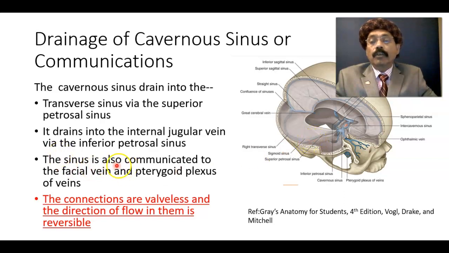The sinus also communicates with the facial vein and the pterygoid plexus of veins. The connections are valveless and the direction of flow in them is reversible. It is two-way communication because there is no valve. We have intercavernous sinuses that connect one cavernous sinus to the cavernous sinus on the other side, so there is communication between the two cavernous sinuses.